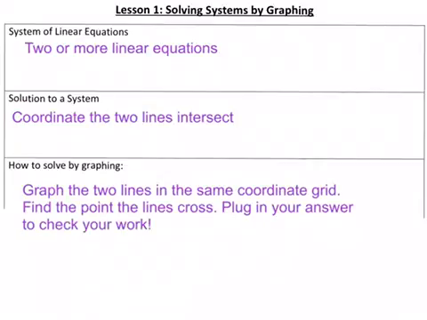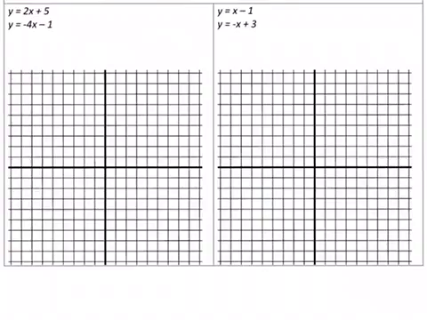So let me go ahead and organize this so you can see it. That's what we're going to do. We're going to graph 2 lines in the same coordinate grid, find the point where the lines cross each other, and then plug in our answer to make sure it is correct, so you don't have to guess to see if your answers are correct. So we're going to get right into some examples.